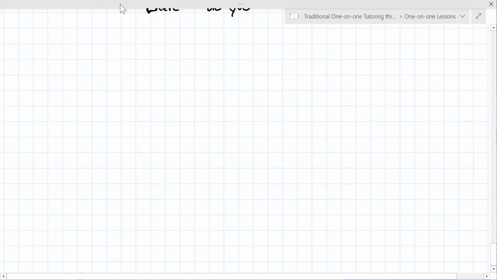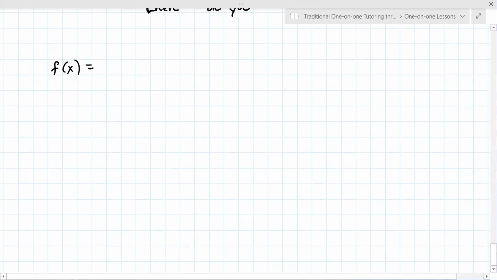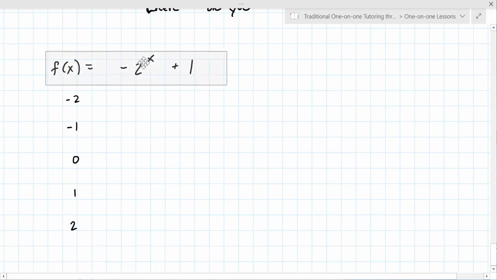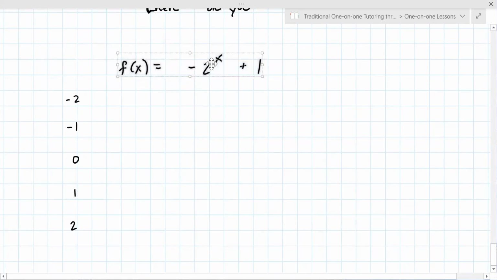All right. So let's say that f of x equals 2. Actually, let me not do that. Let me do minus 2 to the x plus 1. Okay. And this time your table will be -2, -1, 0, 1, and 2. Let me move this over here a little bit.